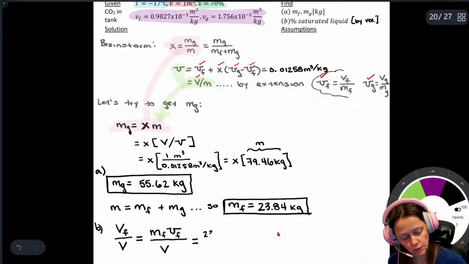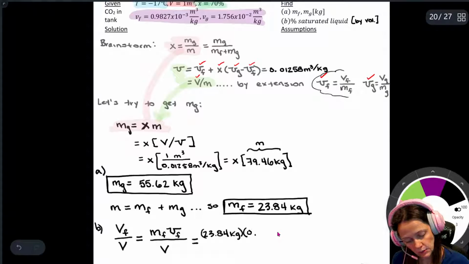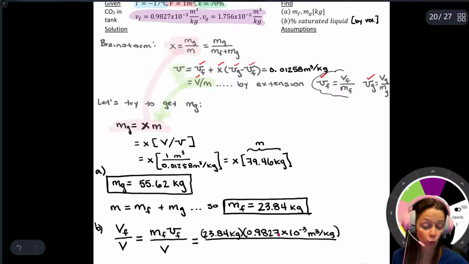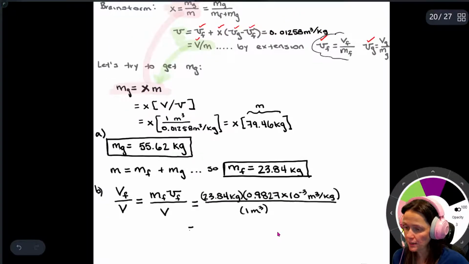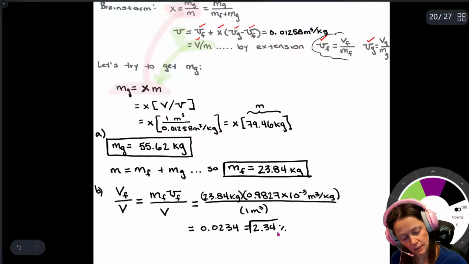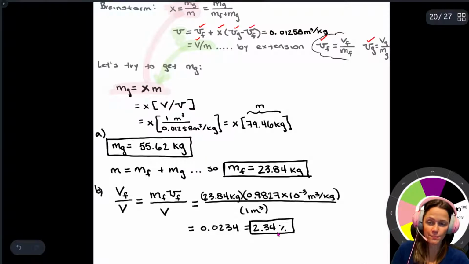So it's going to be M sub F times the specific volume for that saturated liquid. So this would be 23.84 kilograms, and then the specific volume V sub F, 0.9827 times 10 to the negative third meters cubed per kilogram, divided by 1 meter cubed. So I end up getting 0.0234, and they wanted it in a percent, so 2.4%. Okay.